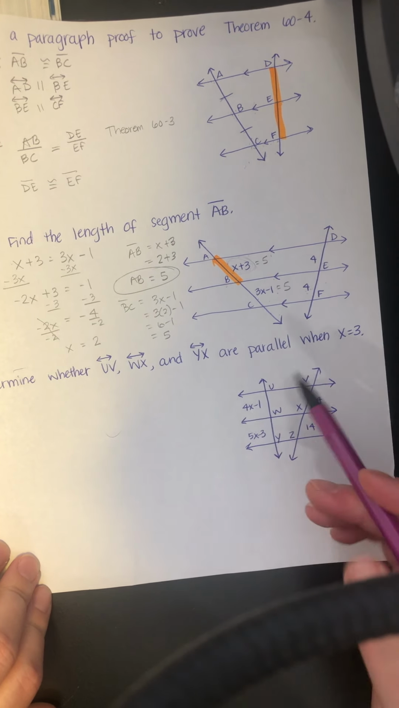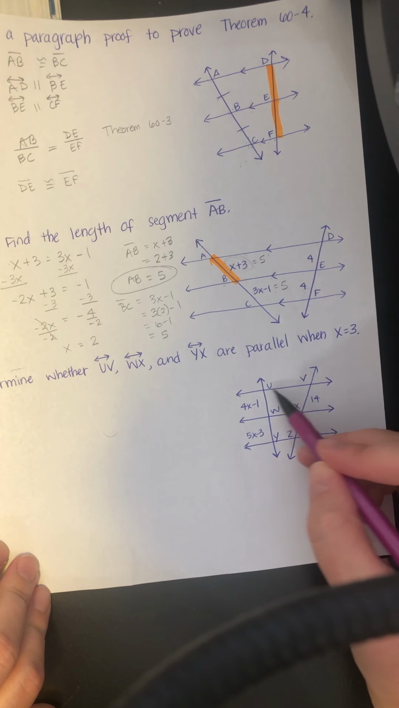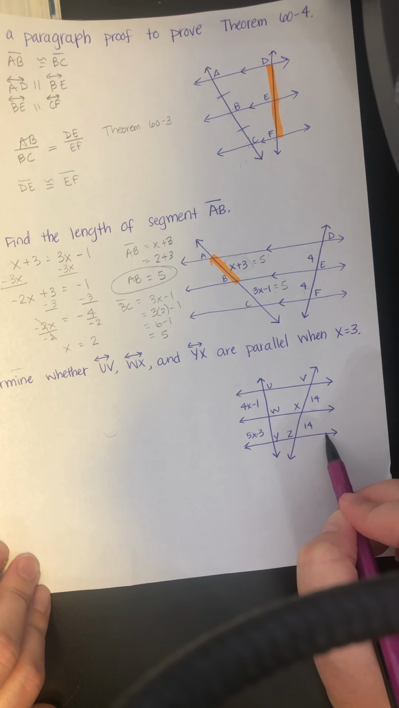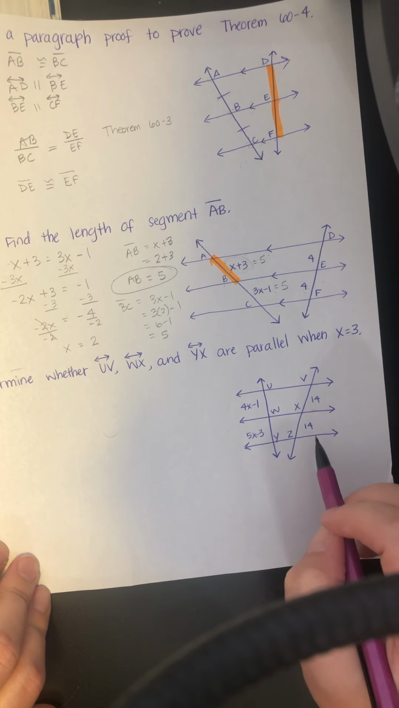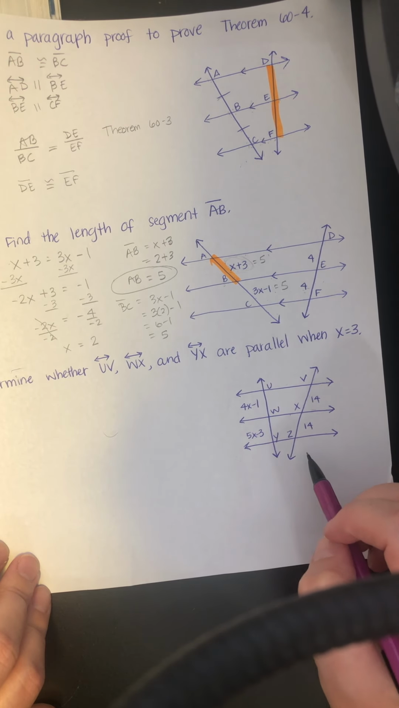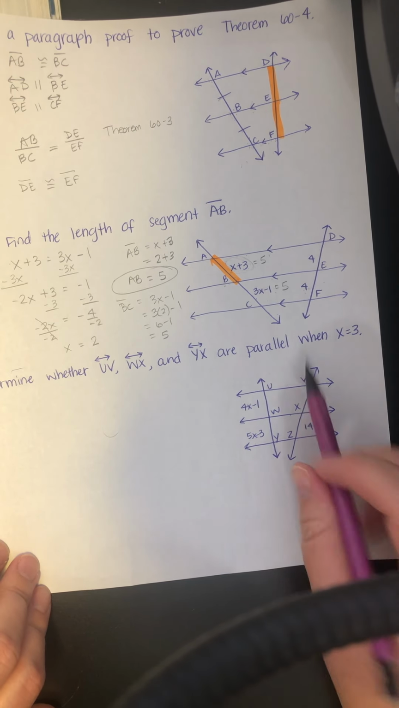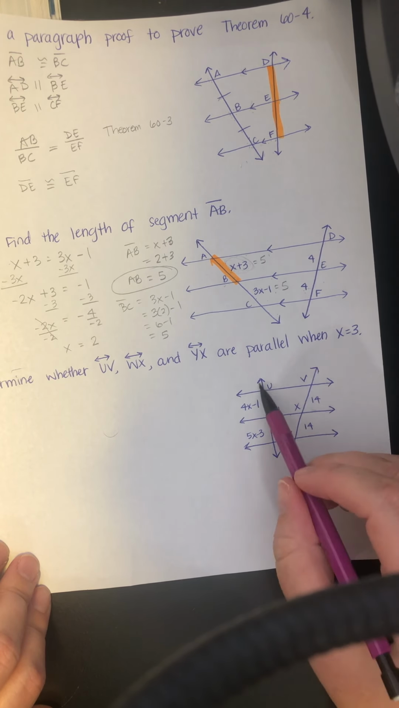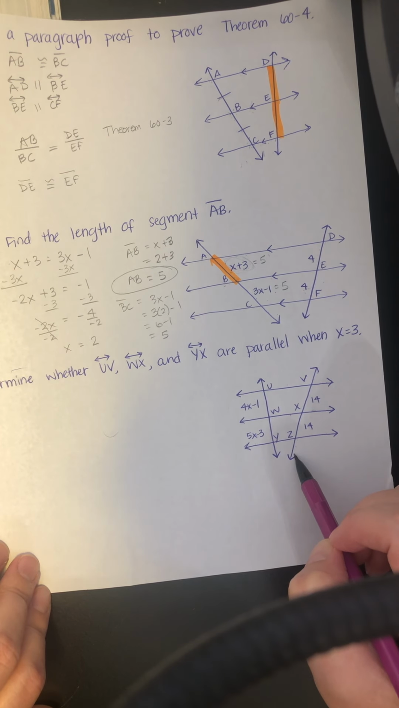Next, determine whether line UV, this line, WX, and YX are parallel when x equals 3. Okay, so we have 3 lines right here. They look parallel, but you can't assume it. It looks similar to up here. We have the two transversals right here, UY and VZ. This transversal and this one right here.